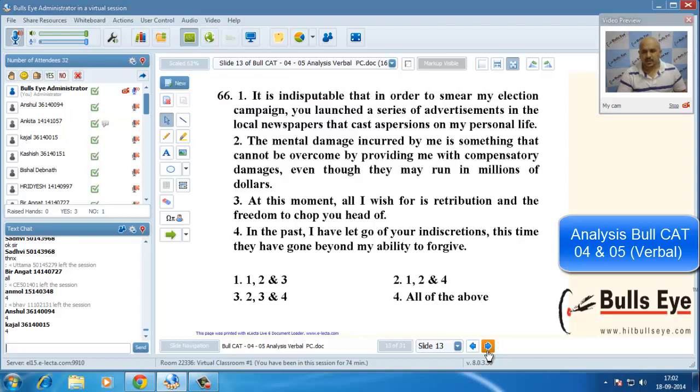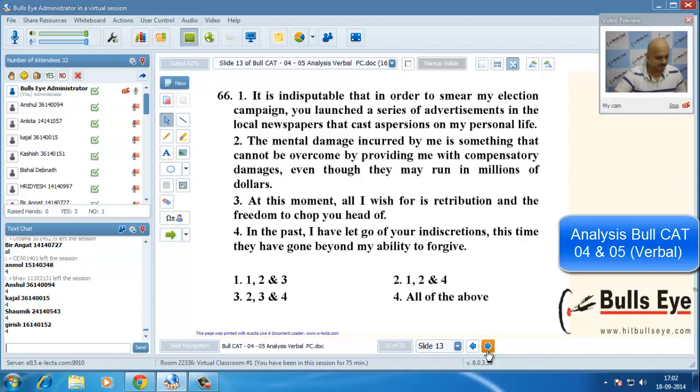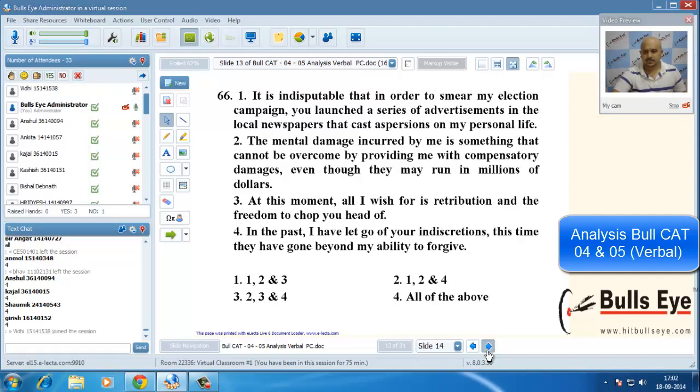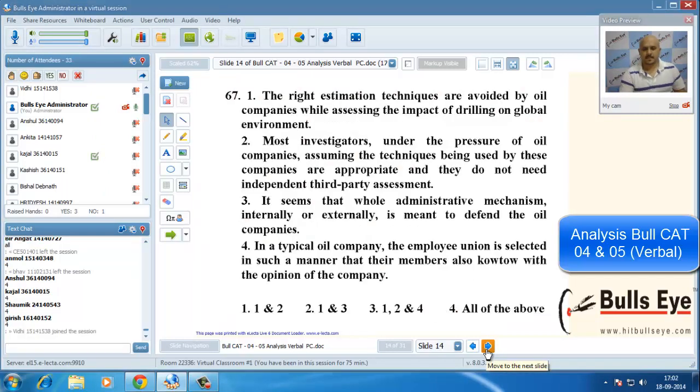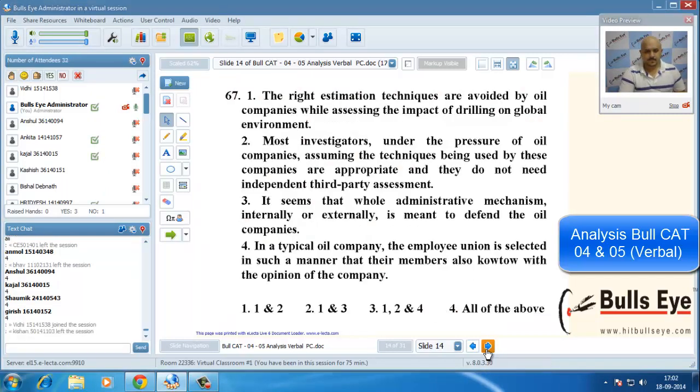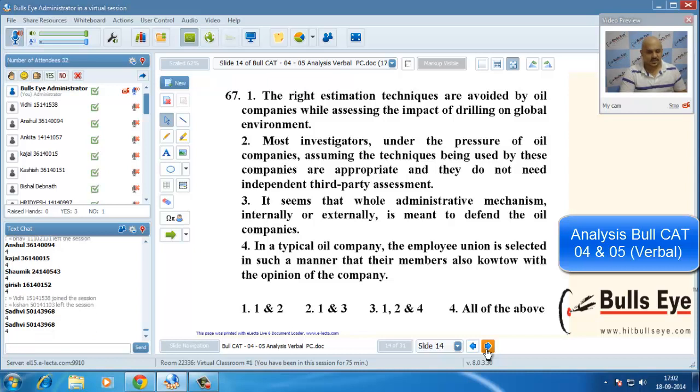In this particular case, all these sentences are incorrect. I'm shifting to the next question because this was a particularly easy one. The error in statement 4. What is the error in statement 4?